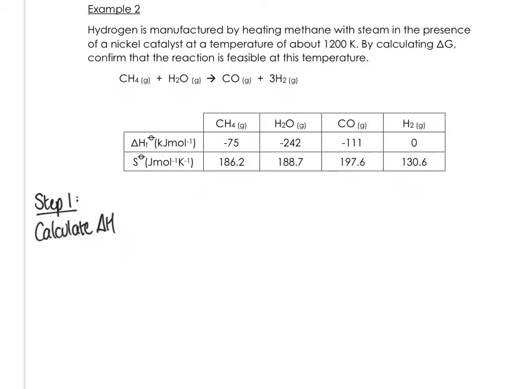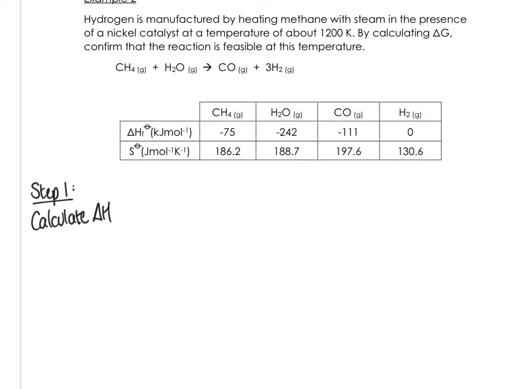Okay, so calculating delta G when we're not given the delta H value or the delta S value, we have to derive those first. So step one is calculate our delta H. We're going to do that by a Hess's cycle. So to do the Hess's cycle, the top equation is going to be the equation that I'm trying to find out the enthalpy change for.